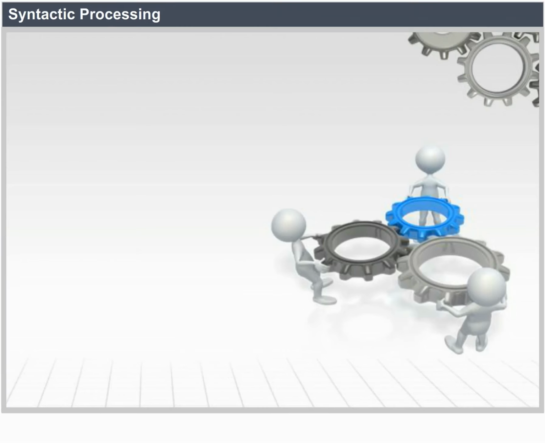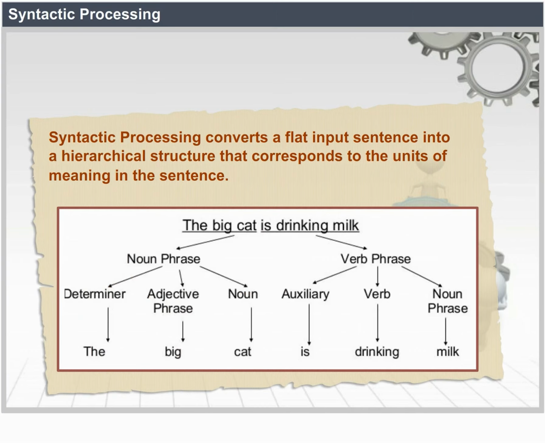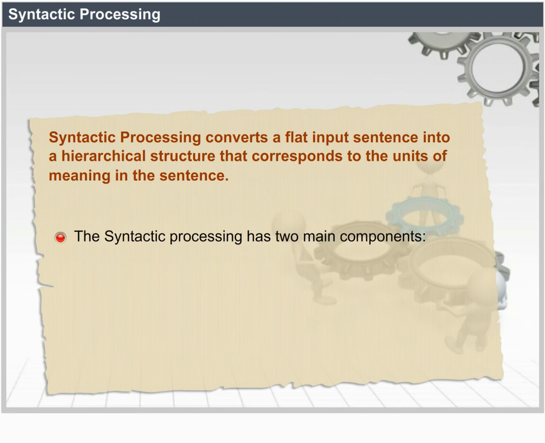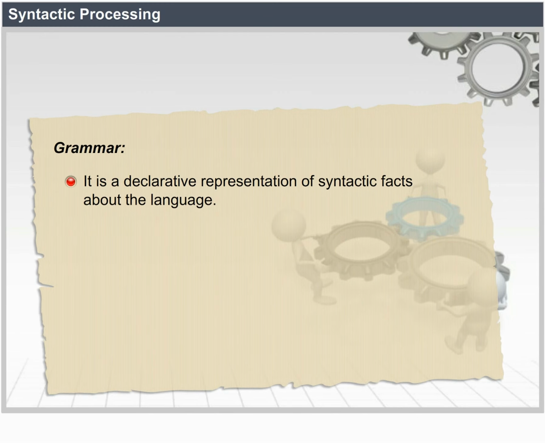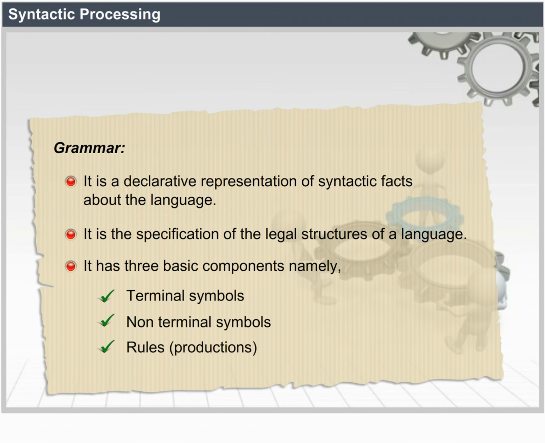Syntactic processing. Syntactic processing converts a flat input sentence into a hierarchical structure that corresponds to the units of meaning in the sentence. Syntactic processing has two main components: grammar and parser. Grammar is a declarative representation of syntactic facts about the language. It is the specification of the legal structures of a language. It has three basic components, namely terminal symbols, non-terminal symbols, and rules, that is, productions.